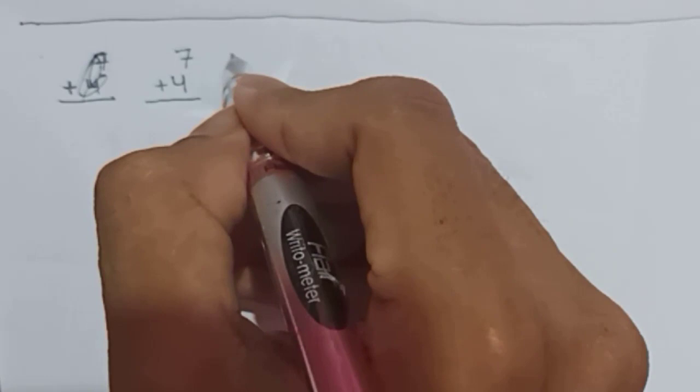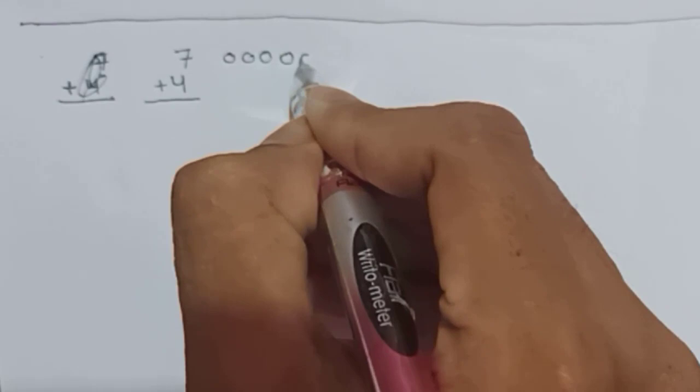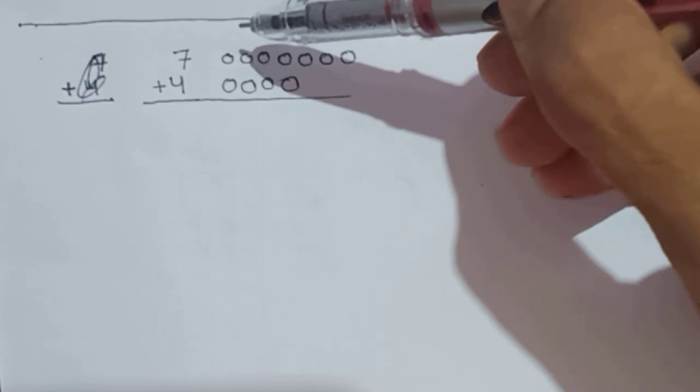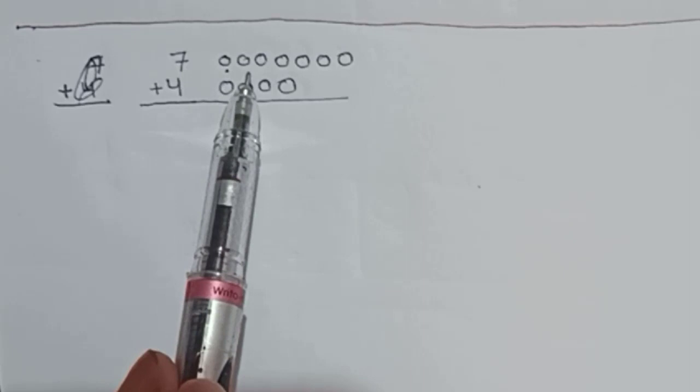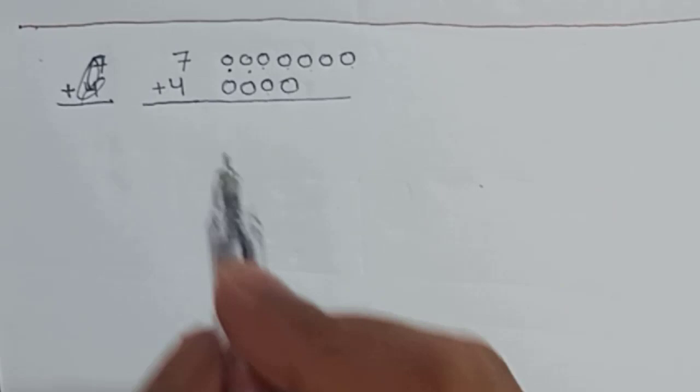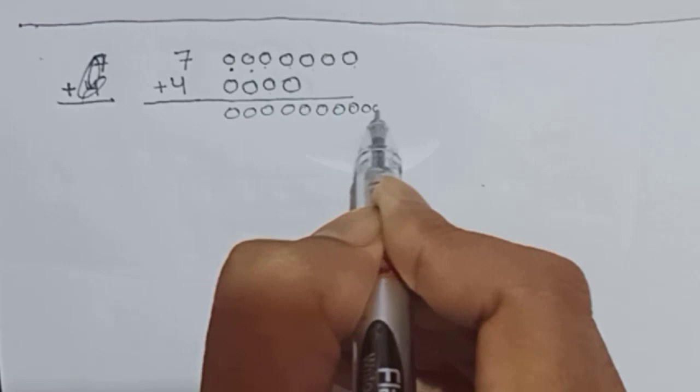Okay, so for 7, you will make 7 apples. 1, 2, 3, 4, 5, 6, 7. All right. And for the 4, you will make 4 apples. 1, 2, 3, 4. Now count in total how many apples are there. You count by yourself, okay? See, start from here. 1, 2, 3, 4, 5, 6, 7, 8, 9, 10, 11. So 7 plus 4, the answer is 11.